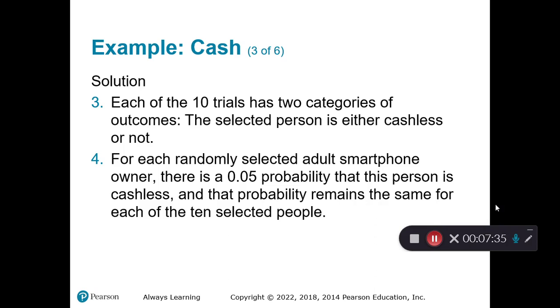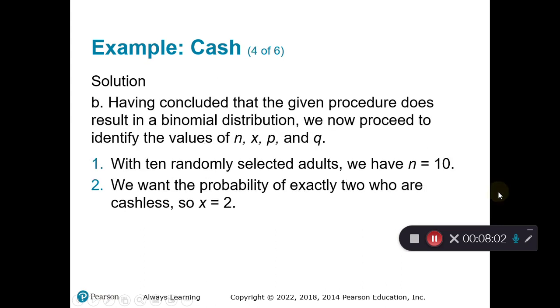And finally, the fourth requirement, for each randomly selected adult, we would have to have the exact same probability of success over all of the trials, and we can verify that there is a 0.05 probability that any of these 10 selections individually will have a success, meaning that that person will be cashless. So now that we have verified that we have a binomial distribution, let's look at the question that was posed.